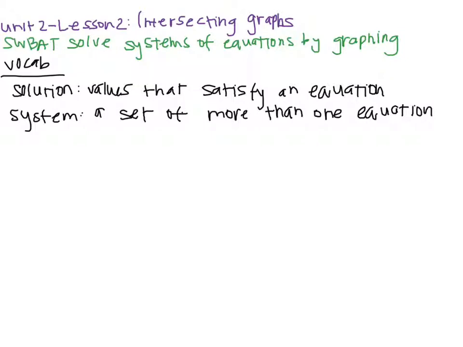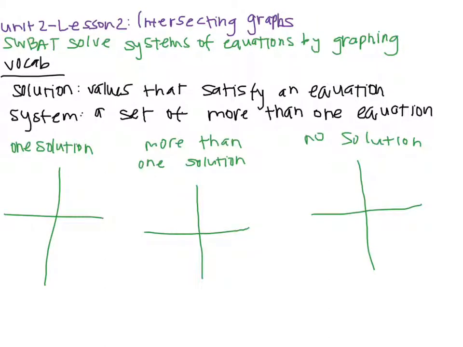And we talked about solutions in our last lesson when we said that an ordered pair is the solution of a curve or any point that falls on a line or a curved line. A system is our new term, and that is a set of more than one equation. So when we are looking for the solution to a system of equations, we are looking for all of the solutions that fall on two curves at the same time.